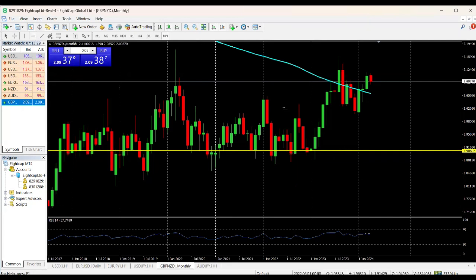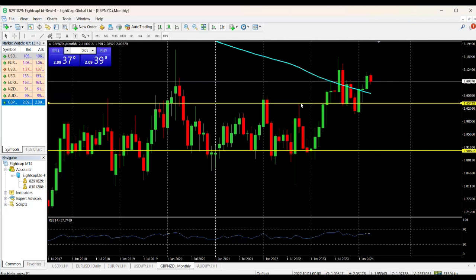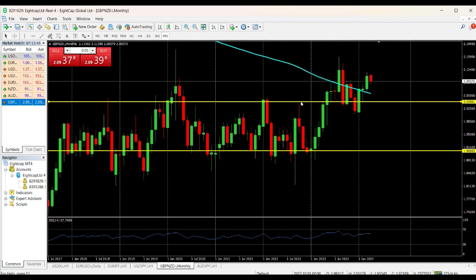So you have a support. So I'm going to place a resistance level right here. As you can see, the market went above that resistance level, right? We tested it, and since then it's been going up, right? So pretty much that's all you have to do when it comes to the monthly time frame.